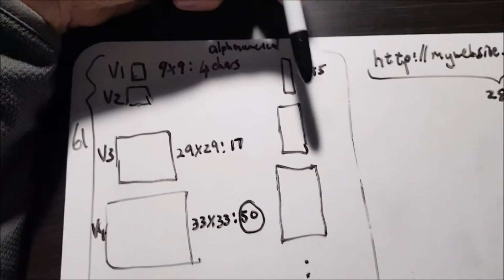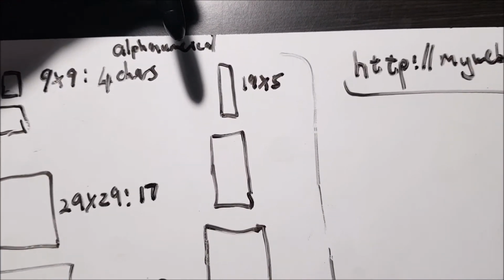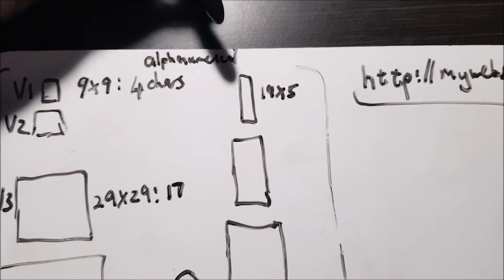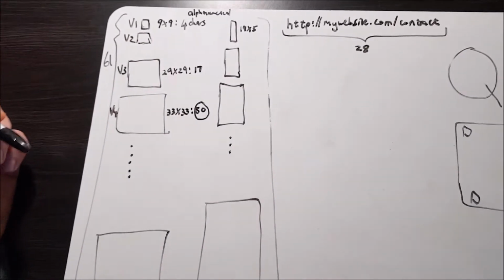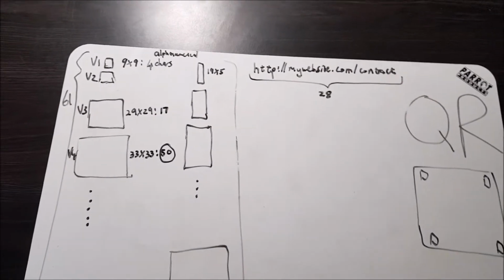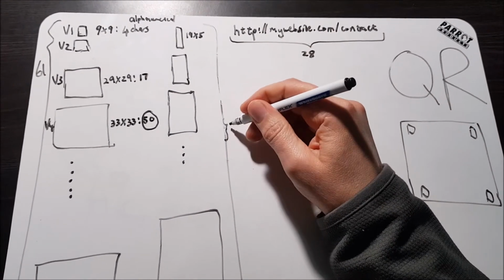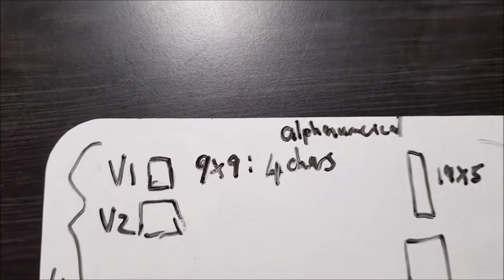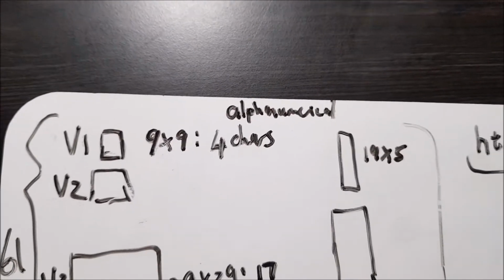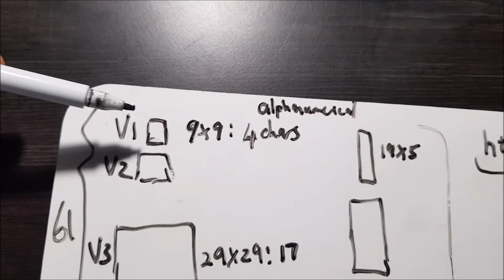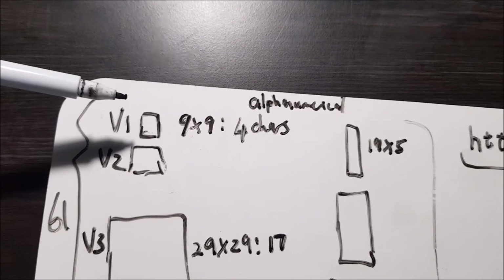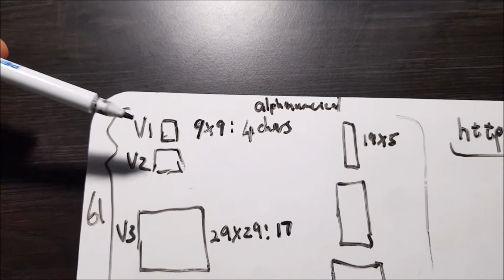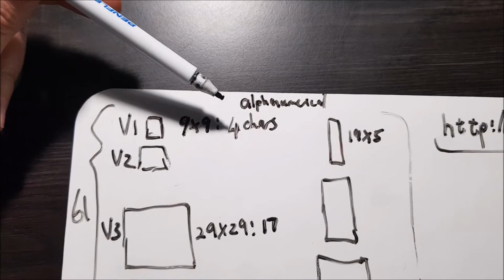characters. Now, when it comes to rectangular QR codes, your smallest rectangular QR code will be 19 by 5 pixels across, and there are a total of 15 different types of rectangular QR codes. Most people tend to use square QR codes. Now, if you use the smallest version 1 QR code, that's 9 by 9 pixels large, it means that you can represent with those 9 by 9 pixels only 4 alphanumerical characters.